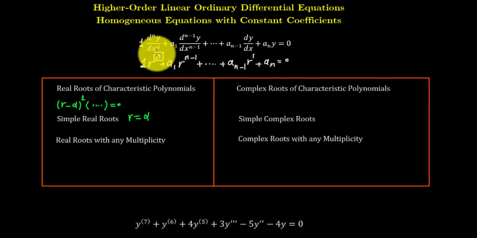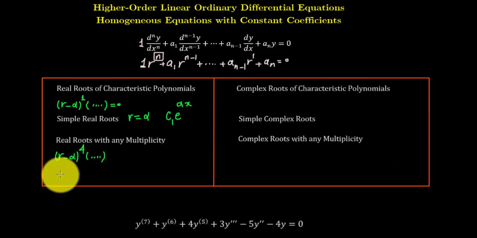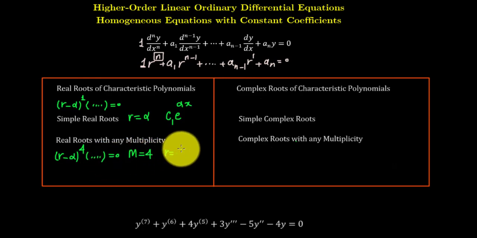In that case, for the solution of this differential equation, one of the terms would be a constant, I call this c1, times the exponential of this simple root, in this case alpha, times the independent variable x. In case the multiplicity is larger than 1, meaning the power of r minus alpha is larger than 1, let's say it is r minus alpha to the power of 4 times other terms equal to 0. In this case we say the multiplicity, or m, is equal to 4, while r equals alpha is still the solution.